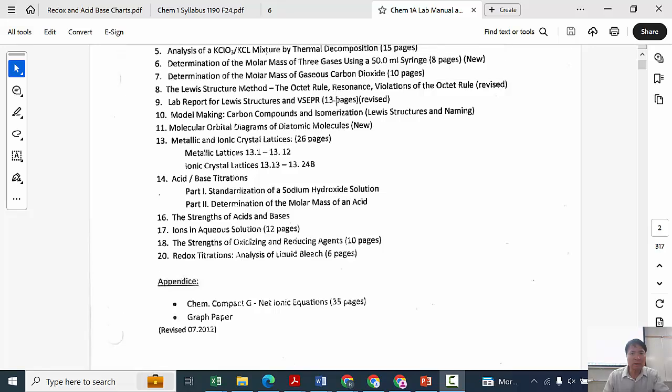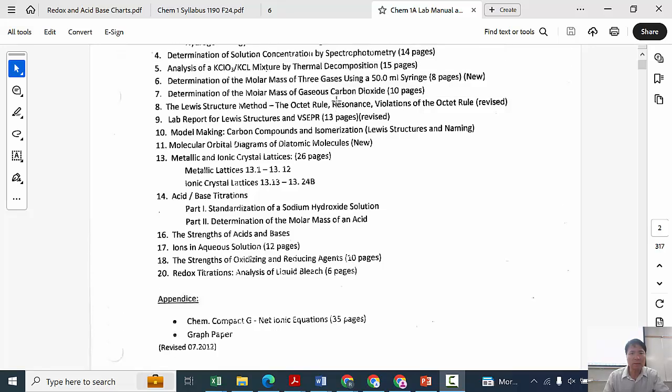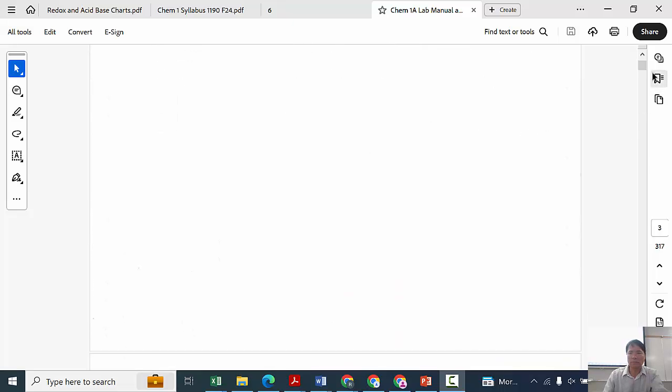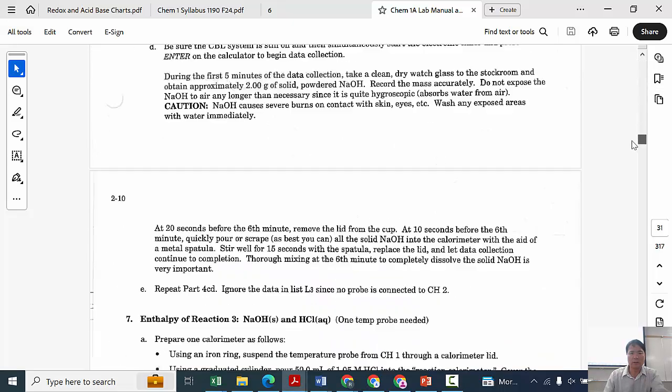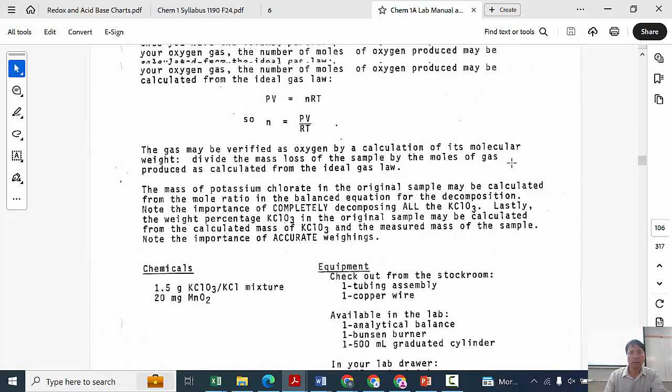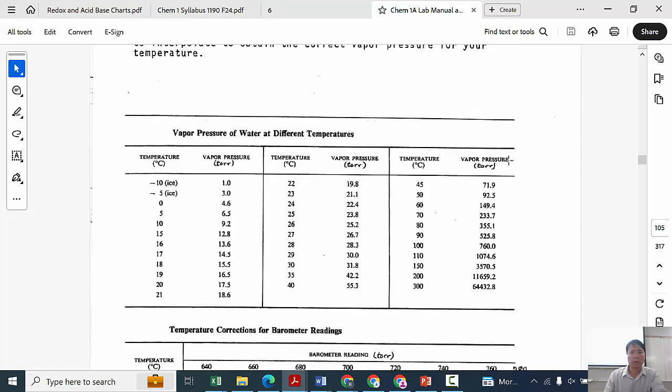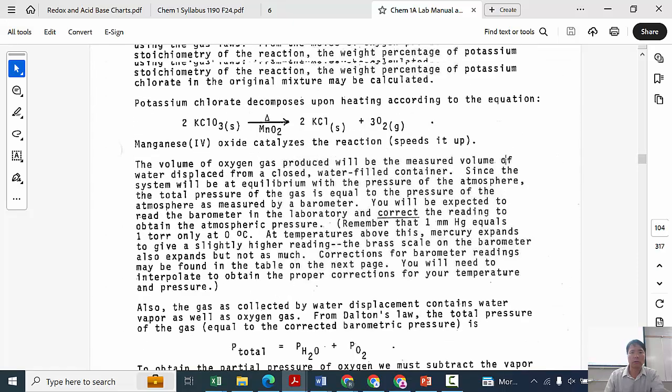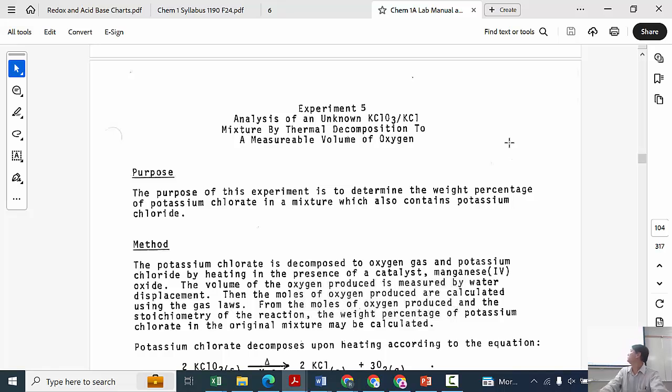We're doing experiment 5, analysis of a KClO3 mixture. And so you should take a look at this experiment before lab. So it's a mixture of KClO3 and KCl.